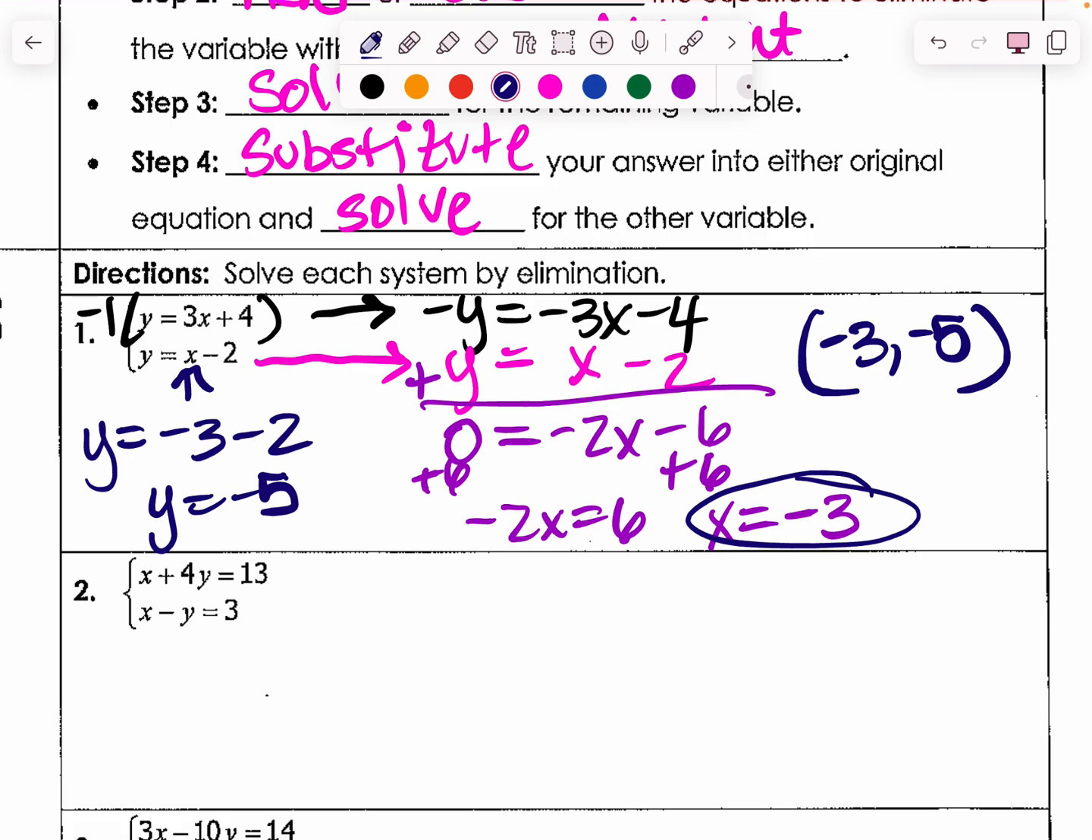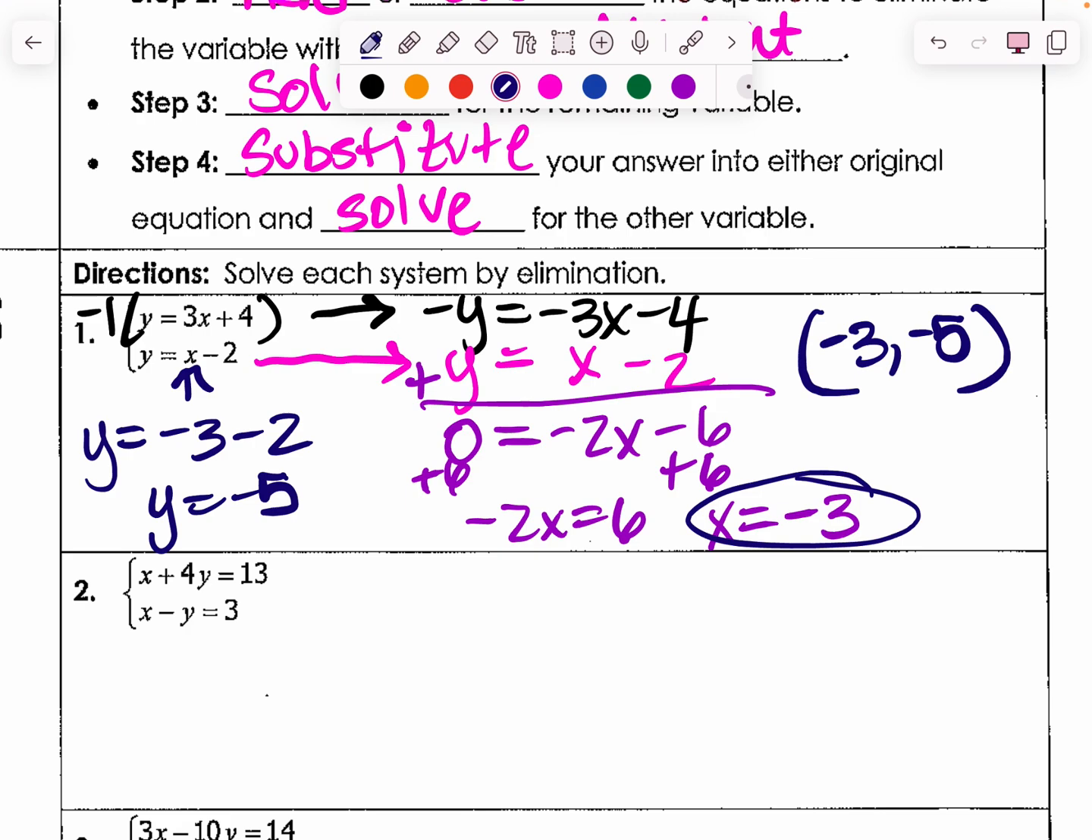So do you always multiply -1 by the top equation? No, you can choose either one. It didn't matter which one you wanted to do. Okay, so like here, let's do the bottom. For number 2, I'm going to multiply the bottom by -1. So I'm going to get negative x plus y equals negative 3. And x plus 4y equals 13.